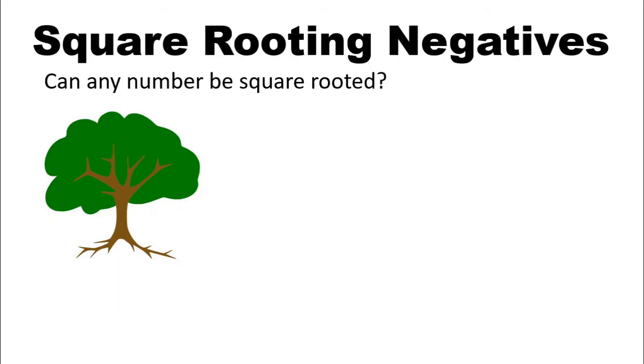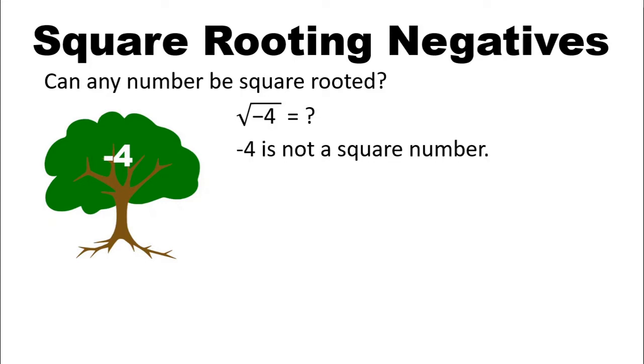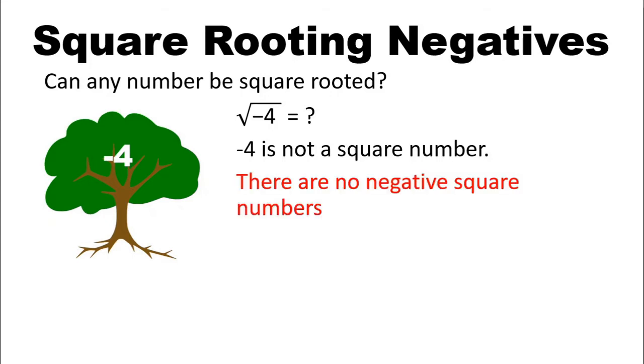What about negative numbers now? Can we square root a negative number like negative 4? Be careful, because 4 is a square number that we could square root, but negative 4 is not a square number. If you think back to our lesson on square numbers, you will realize that it is impossible to square root a negative number. To get a negative answer from multiplying two values together, those values must have opposite signs.